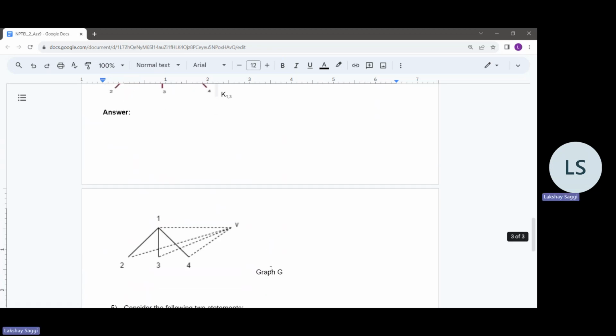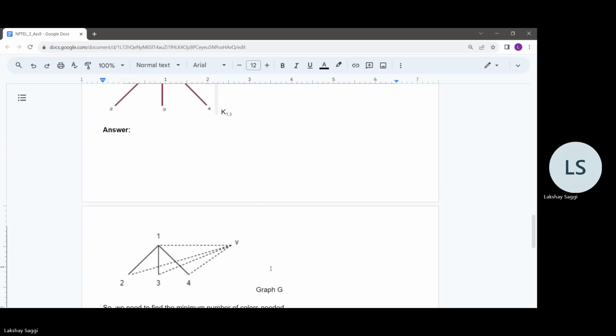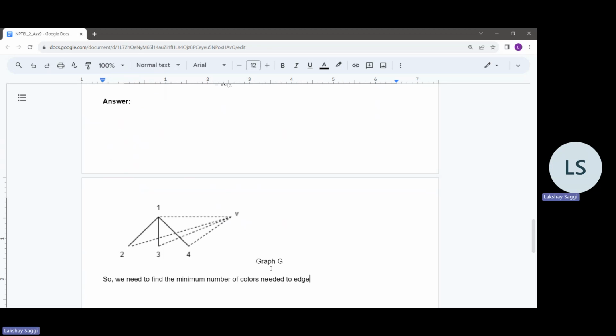And now we need to find the minimum number of colors needed to edge color G, right?